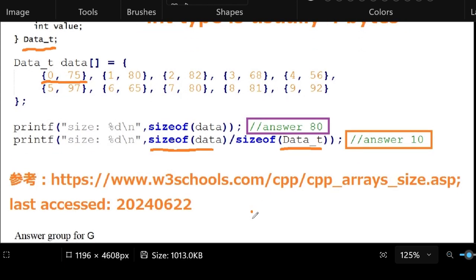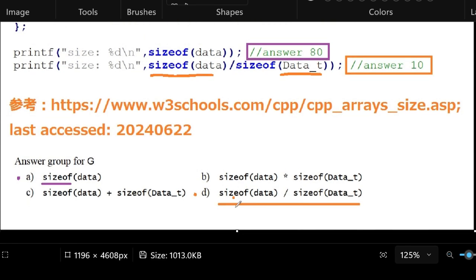And I just like to highlight too that we can use our reference to understand this some more. And in my case, I use the W3Schools to help me remember about these things. And so again, the correct answer for letter G is letter D instead of letter A.